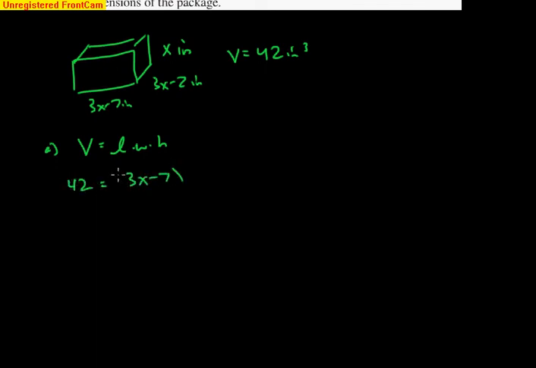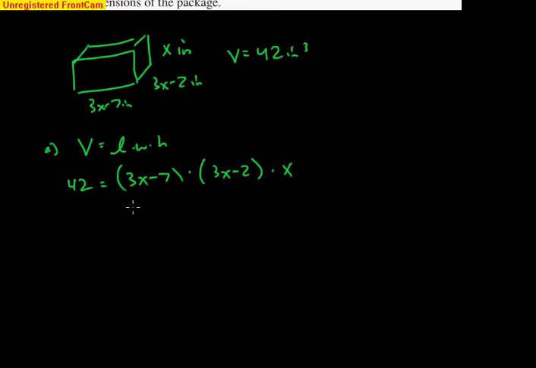The length is 3x minus 7. Let's put a parenthesis around that, times the width. The width is 3x minus 2. Let's put a parenthesis around that. And then the height is x, and you can put a parenthesis or not. It doesn't matter. I need to work on one side of this equation. Well, before I do that, let's simplify the right side. Let's get these parentheses gone. Let's multiply these three things.